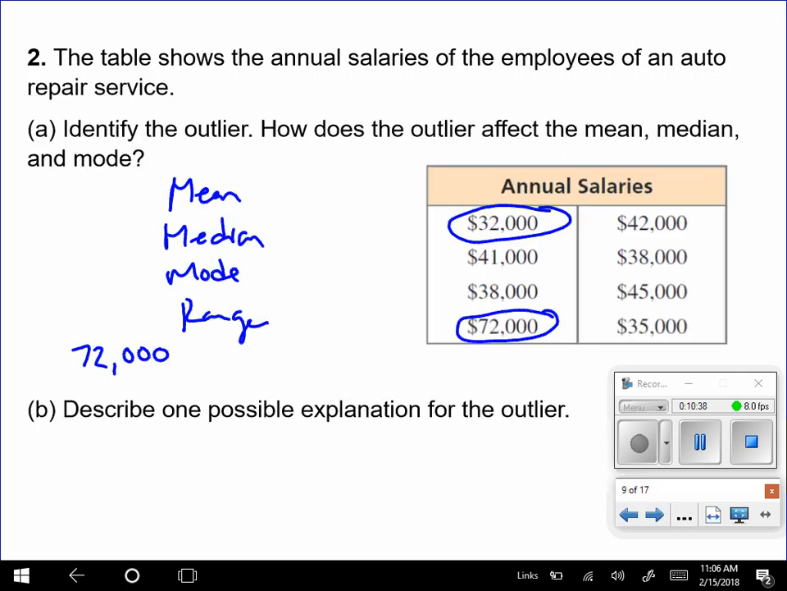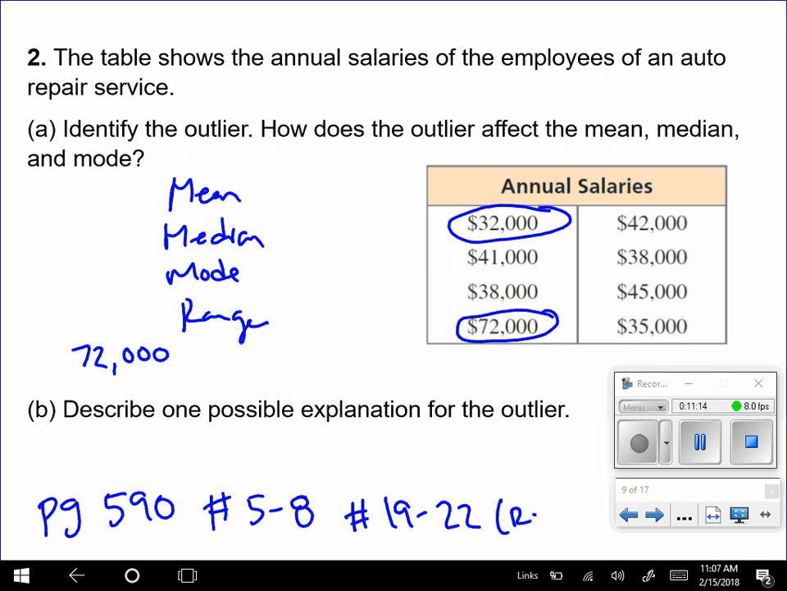I'm going to move it back to here. Sorry for flipping to the next screen. You do have some homework in your textbook. Here are the numbers that I want you to do. I don't need to see your notes today, but page 590 in your textbook, numbers 5 through 8. You will need to find the mean, median, and mode of the data set and determine which one best represents the data. And then numbers 19 through 22, but you only need to find the range there.